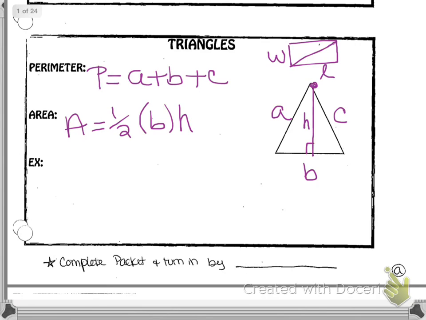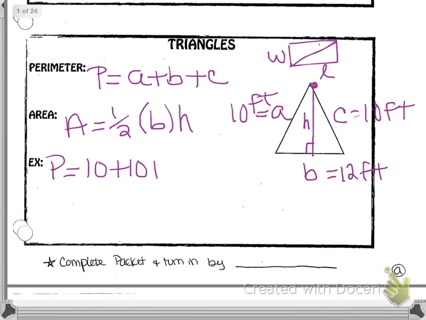I'm going to say that my base is 12 feet, and C is 10 feet, and A is 10 feet as well. Let's keep it simple. So for my perimeter, we are just going to have 10 plus 10 plus 12, which would give me 32 feet altogether. So all the way around there is 32 feet.